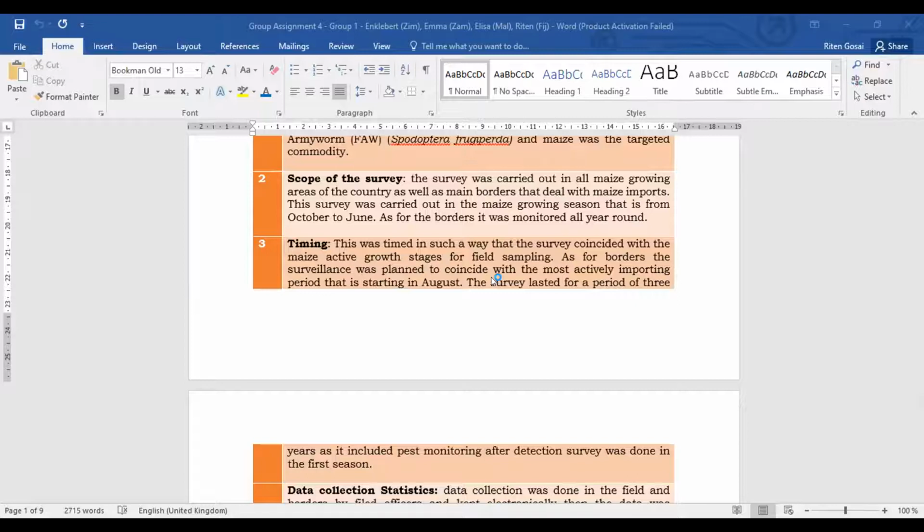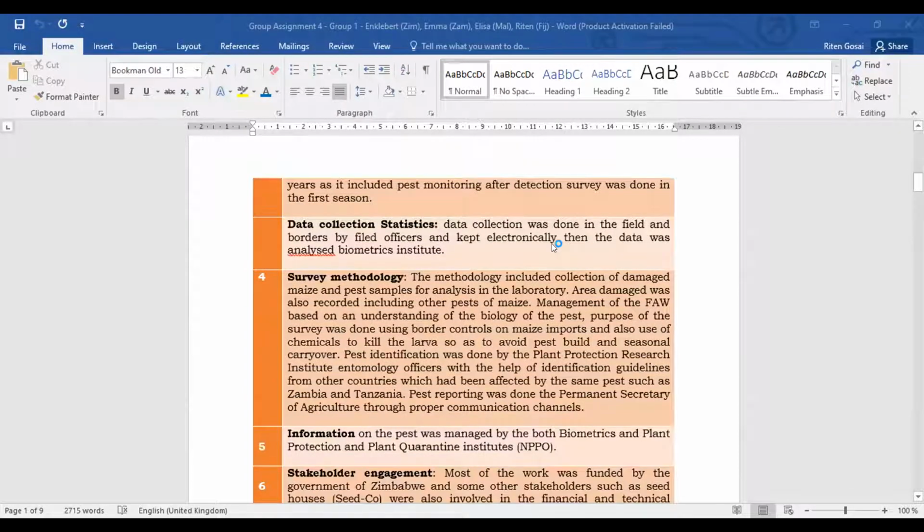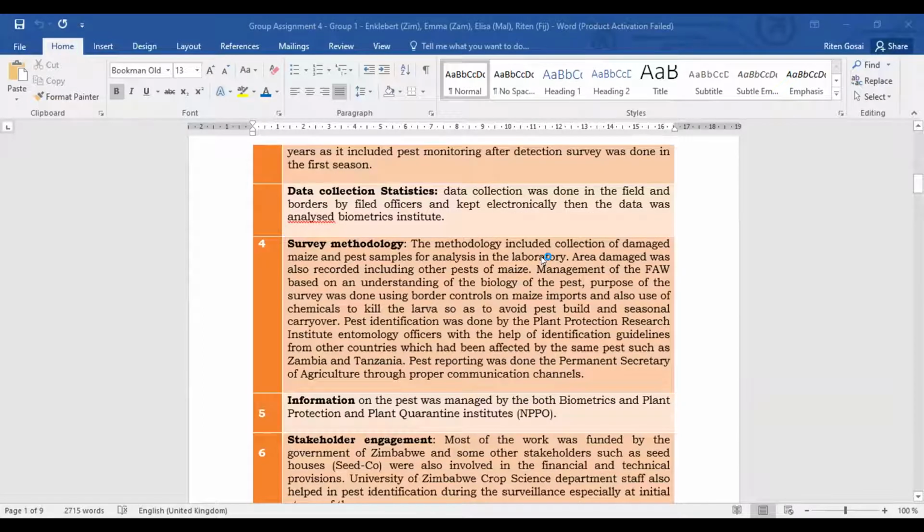And the import was very active in the period starting August. So the survey lasted for 3 years, and after that the detection survey was completed. Their data collection was completed in the field, and these were kept electronically. Methodology included collection of damaged maize and samples for analysis in the lab.